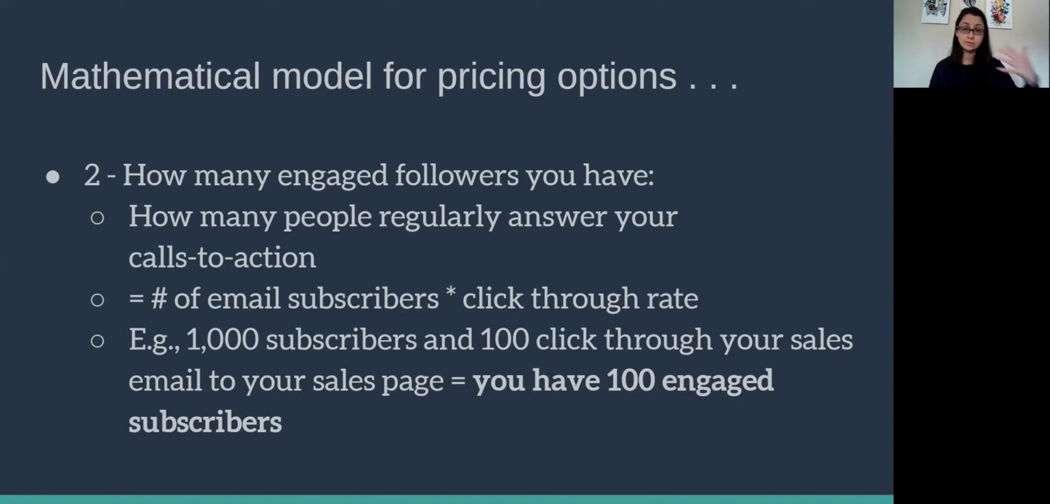So for example, if you send out a sales email to 1,000 people, X number of them, say 200 of them, open the email. And let's say of those 200, only half of them click through to your sales page. What you have is a 10% click-through rate for your email. So you have 100 engaged subscribers. Now, this is why people are always saying you need to grow your list.